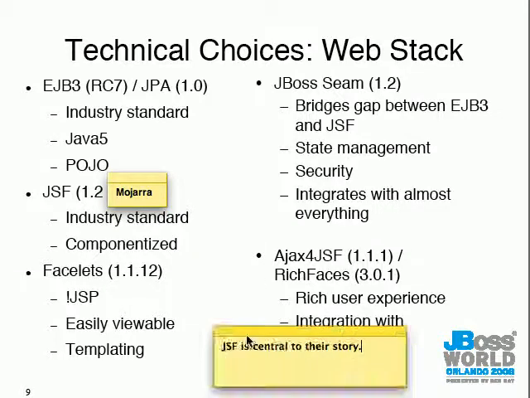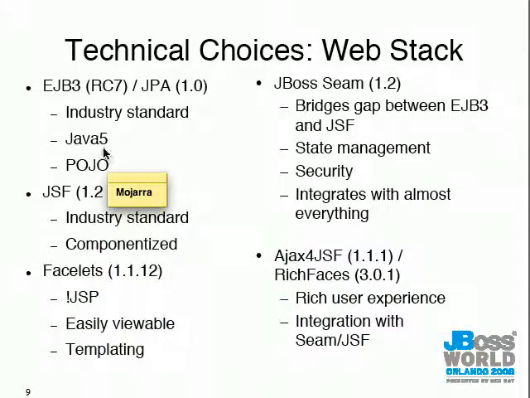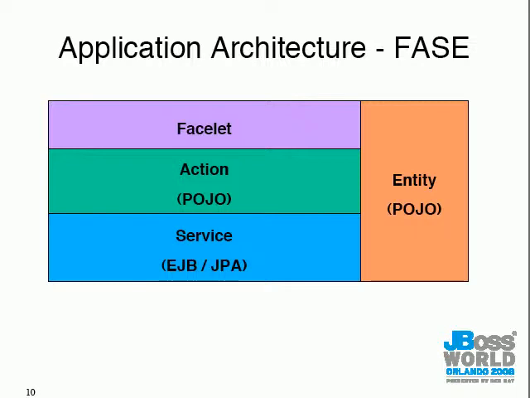So the pattern that we came up with is called FACES. We use Facelets for the view, as I mentioned. We have a layer that basically acts as the controller or action handlers for the application, and we call that the action layer. In our case, they're implemented with just plain old Java beans. And the service layer, we try to isolate or abstract the business services. So while the action layer is very application-oriented, the service layer is very domain-oriented.